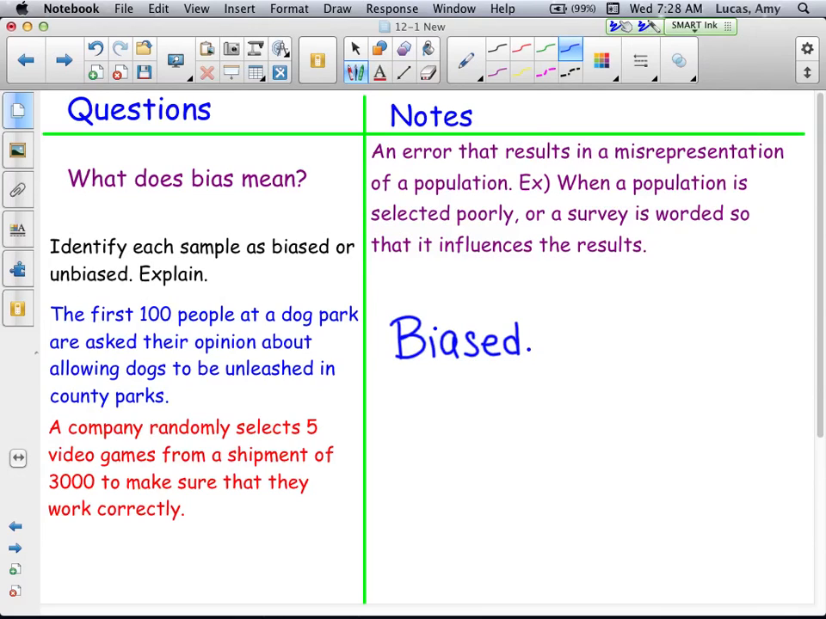The next one, a company randomly selects 5 video games from a shipment of 3,000 to make sure that they work correctly. This is unbiased because they are randomly selecting 5 video games out of 3,000 and they're checking to see if they work. That is definitely a good sample. They're randomly selected, there are 3,000 games, and they've all got a chance at being picked. The first one about the dog park, there are a lot of people in the community who don't have a chance at being selected to be in that group because they only picked people that were at the dog park.